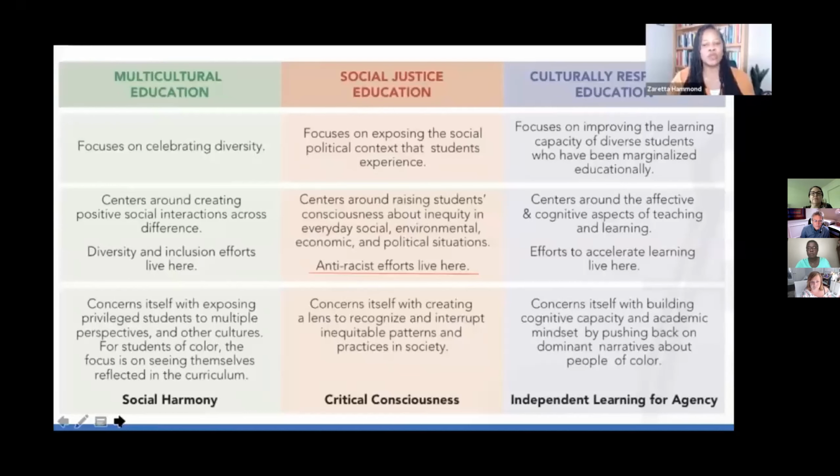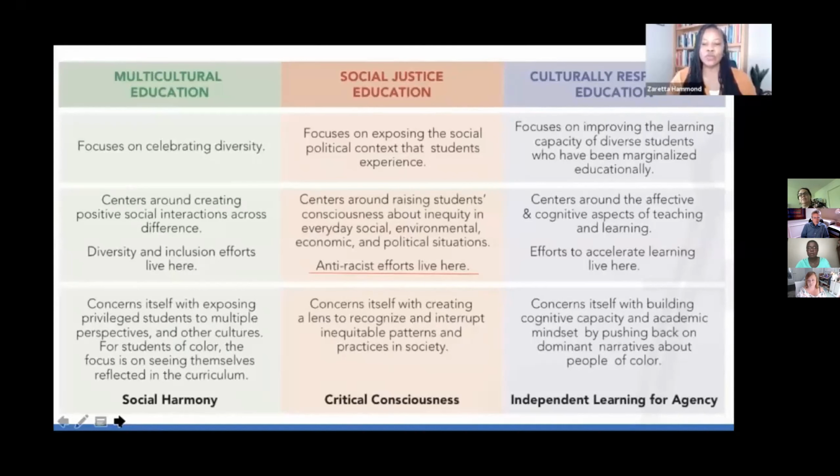Well, we want students to be reflective about what's going on around them. We want them to build that capacity. So part of what we need to be able to do is help students really start to think about that critical consciousness. But here's the thing I want to point out. These first two things, multicultural education and social justice education, don't focus on learning.